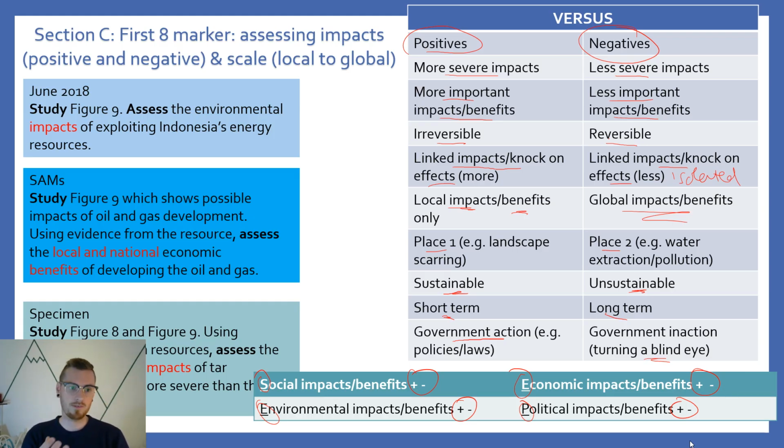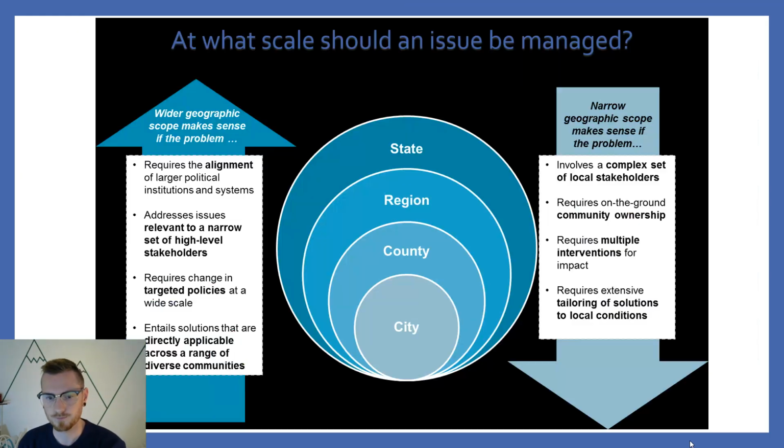I'm looking at these resources. It's told me to study figure 9, figure 8, and figure 9. What are the social benefits, negatives, economic benefits, negatives? Go through the process to create your points.